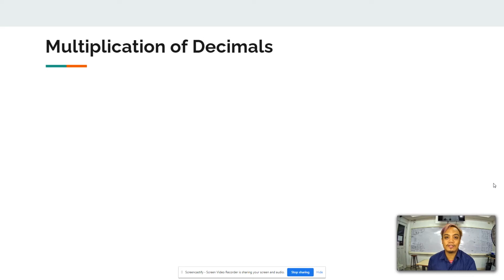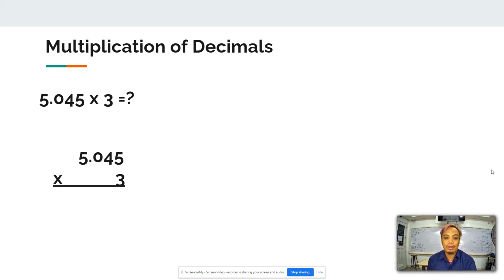Moving on to multiplication of decimals. If we have the factors 5.045 times 3, we will multiply them as if they are whole numbers. Then when we have the product, we will count the number of digits after the decimal point. In this case, we have 3. So we will put the decimal point from the last given digit, counting 3 places to the left. That should be here, and we will have 15.135.